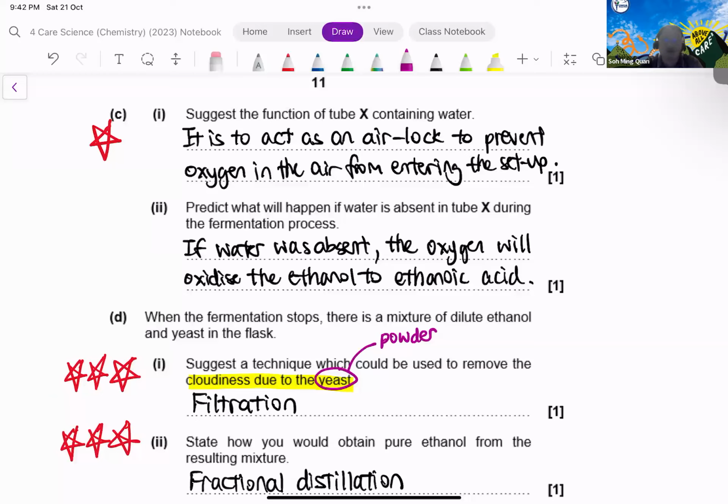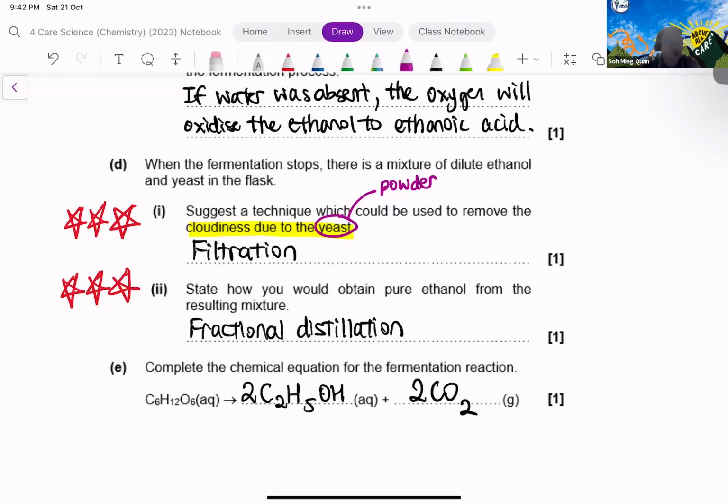All right. Now, this is important. I've mentioned this in class before. The use of fractional distillation to purify and separate the ethanol from the mixture for fermentation. Please learn it. All right. And I think finally the equation is easy. Okay, I don't think this is very hard. Now, if it helps you, please go and memorize this equation as well. It may be difficult to do this from scratch, especially if you forgot the formula for glucose, C6H12O6.